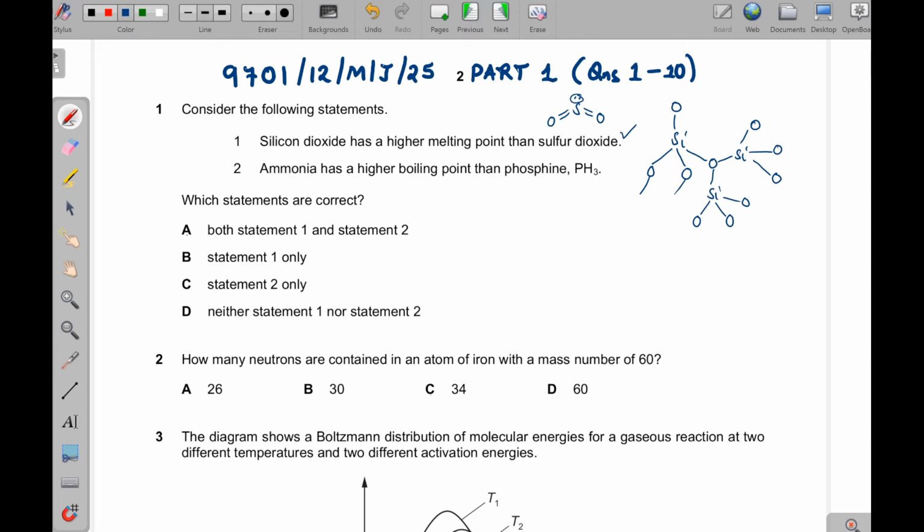So this one is true because this one has a simple structure and this one has a giant covalent structure. So ammonia has a higher boiling point than phosphine. When you look at ammonia, on the nitrogen, we see a lone pair of electrons, okay? Now, this lone pair of electrons can be donated, but again, we also have what we call hydrogen bonding in here. So hydrogen can connect with another nitrogen here, which has a lone pair. So it can continue like that, okay?